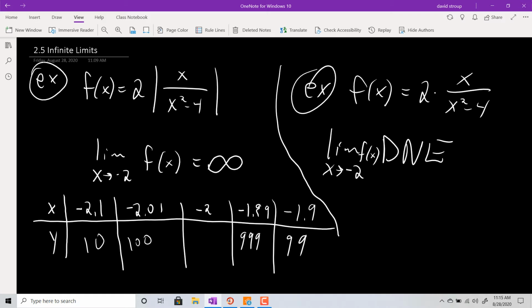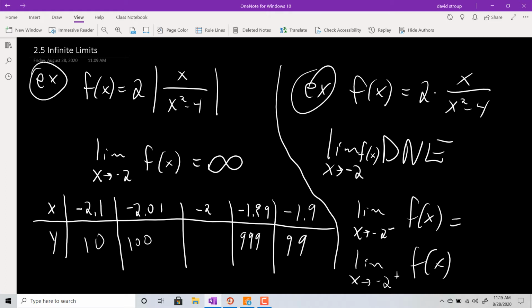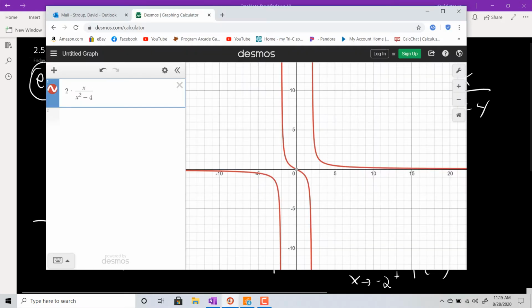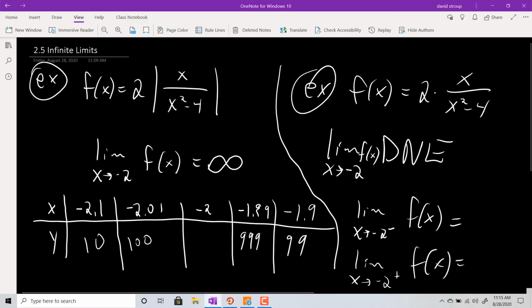Of course, we could consider the different approaches. So as x goes to -2 from the left of f of x, and the limit as x goes to -2 from the right of f of x. We could figure that out. From the left, and we're thinking about -2, it goes to negative infinity. From the right, it's going to positive infinity.